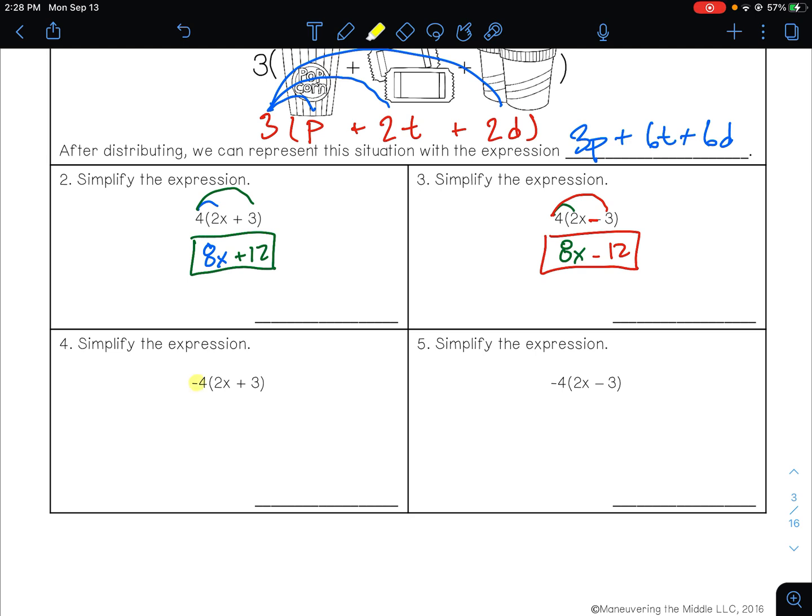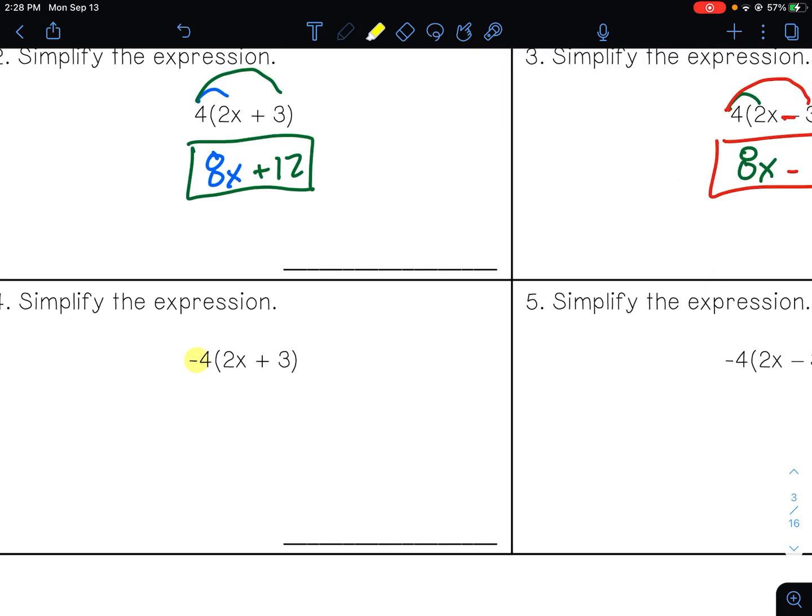Next one, this is the one that gets a little weird. Take a look. This is negative 4. Because there's a plus in the middle, the sign rule doesn't really work. Ask yourself, what's negative 4 times 2x? Well, negative 4 times 2 is negative 8, so negative 8x. Let's do our second rainbow, double rainbow, all the way. Negative 4 times 3 is negative 12. And that is our answer. We could write negative 8x plus negative 12, but plus negative 12 is the same thing as minus 12. So it's negative 8x minus 12.